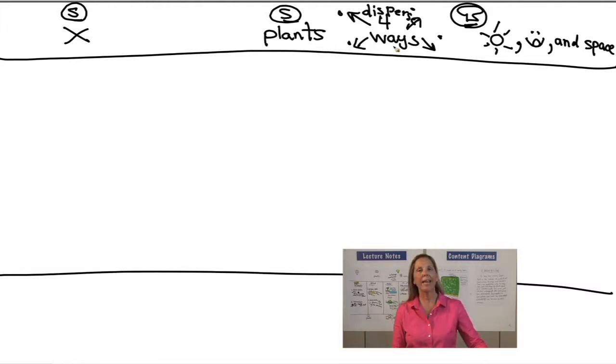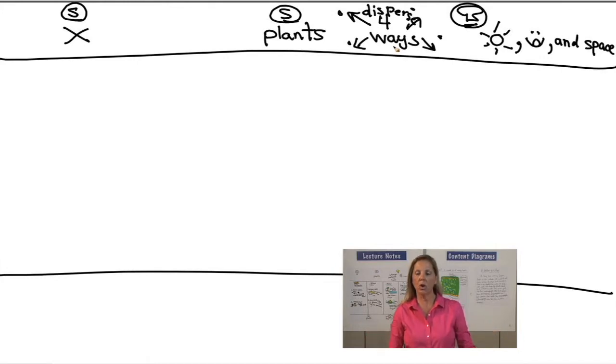So let's go back and read this big idea because that's what college students always do. Let's get our plant ready. Plants developed 4 ways to disperse their seeds so they have enough sunlight, food, and space to grow. Ooh, I love that. That's excellent. But I don't have to say it that way.